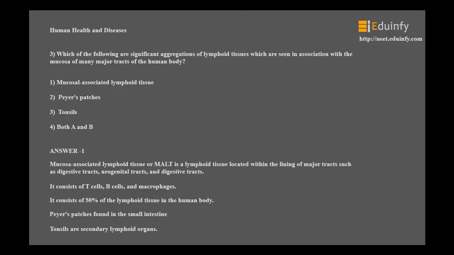Next question is regarding which of the following are significant aggregation of lymphoid tissue which are seen in association with mucosa of many major tracts of human body. And the answer is mucosa associated lymphoid tissue, MALT. It's a lymphoid tissue. These sites are secondary immune tissues where antigen sampling occurs and immune response is initiated. It consists of 50% of the lymphoid tissue in the human body. Others are Peyer's patches and tonsils. Tonsils are the secondary lymphoid organs, and Peyer's patches are found in small intestines.